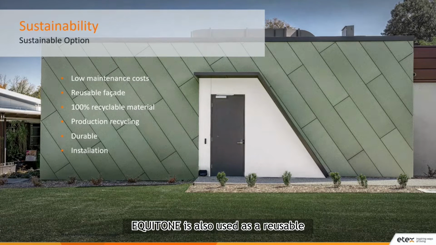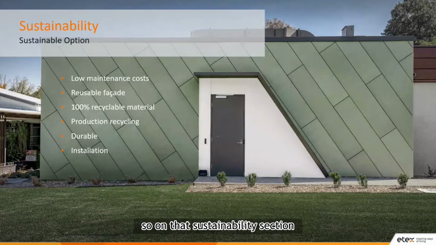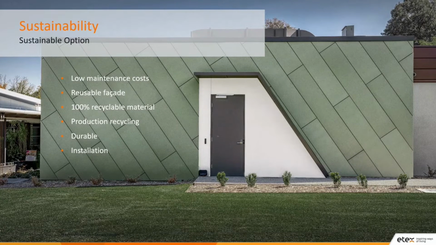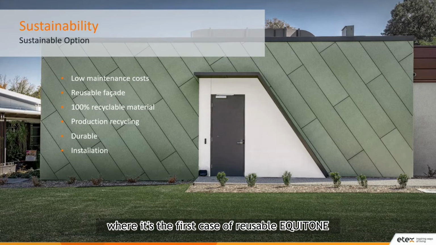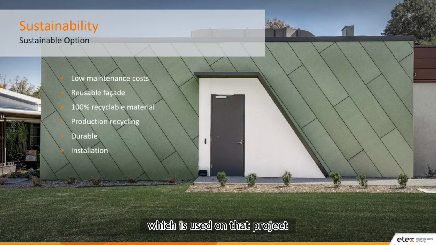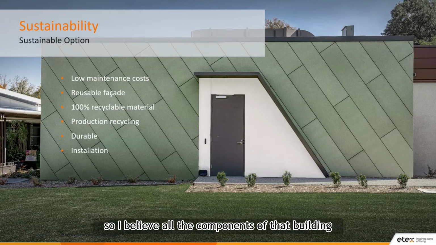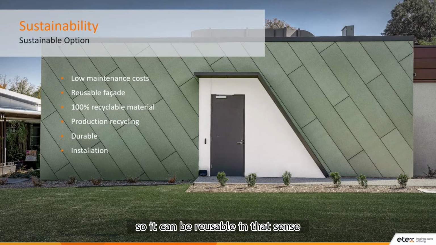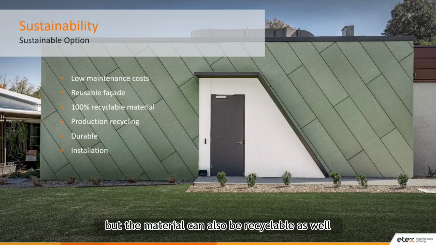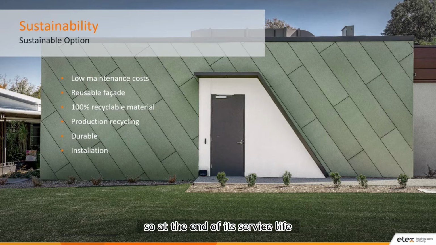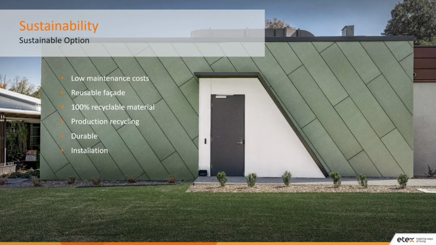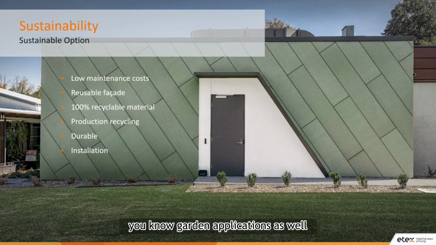EQUITONE is also used as a reusable facade. So on that sustainability section of the EQUITONE website, you'll see a project in Germany where it's the first case of reusable EQUITONE, which is used on that project. So I believe all the components of that building, which is a residential building, are recycled, even the panels. So it can be reusable in that sense. But the material can also be recyclable as well. So at the end of its service life, the EQUITONE can actually be crushed up and used as gravel in landscaping applications, you know, garden applications as well.